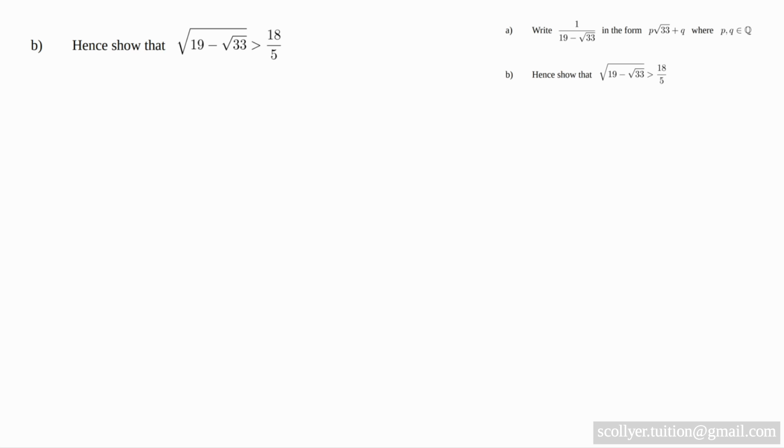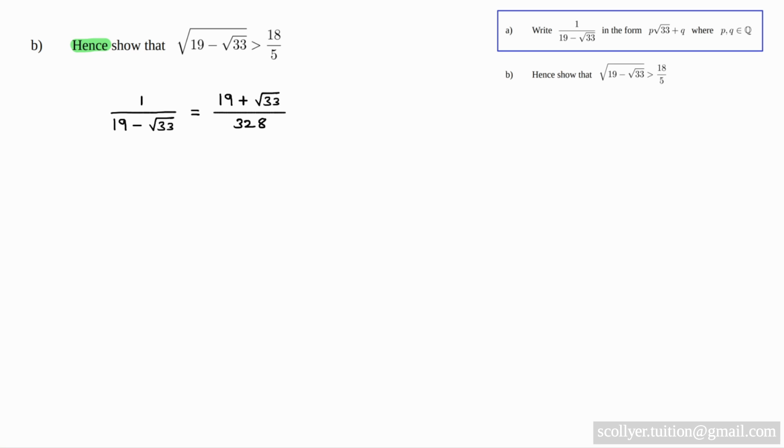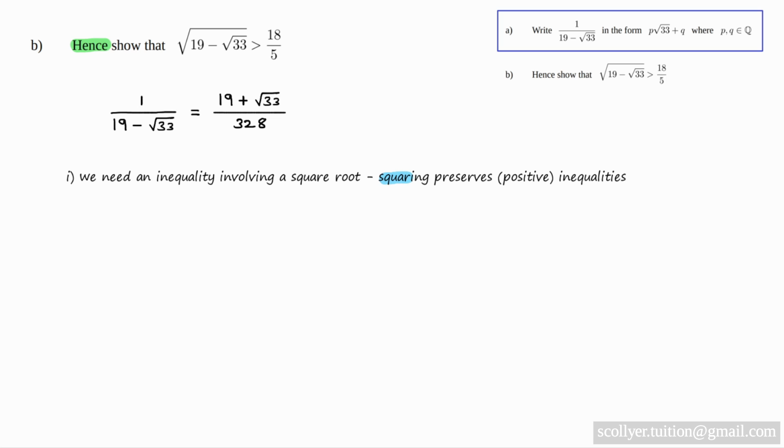Part B. Hence show that root 19 minus root 33 is greater than 18 over 5. Since this is a hence question, we have to use the result from part A to prove it, and this in unsimplified form is the result from part A. Now the result from part A has no square roots on the left-hand side, whereas our inequality does. But we can remove the square root from the expression we have to demonstrate by squaring both sides. And that's quite safe because squaring preserves positive inequalities.